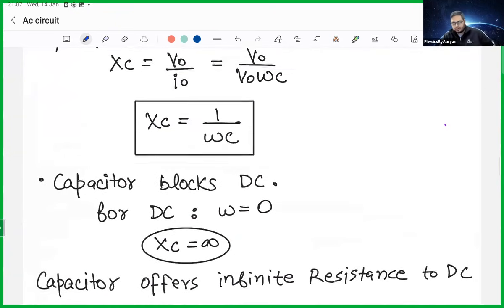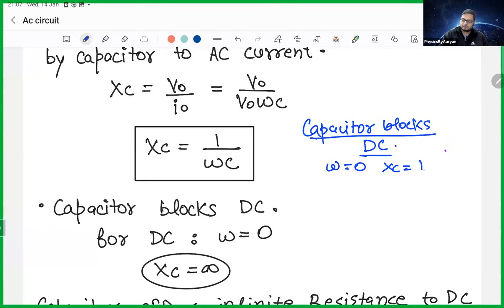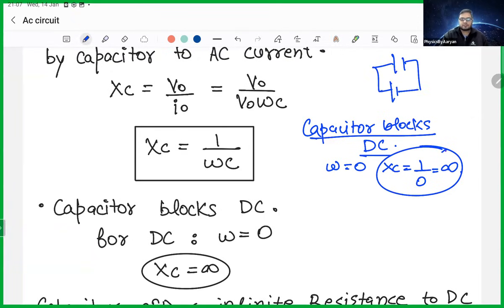One thing that we have always understood is that a capacitor blocks DC. This we have seen, right? And why? Because in DC, omega is 0, and if omega is 0, XC becomes 1 by 0, which is infinity. It means infinite resistance. A capacitor gives infinite resistance to DC current.